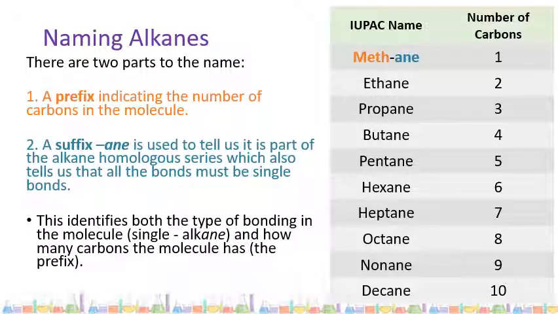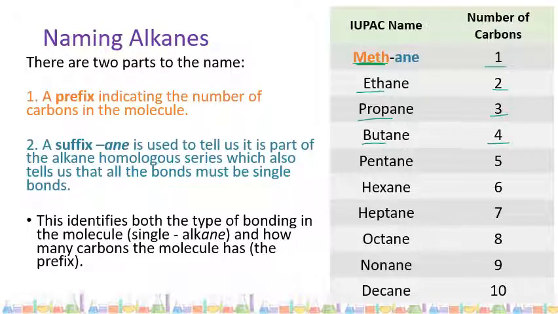So how do we name these alkanes? There are 2 parts to the name. There's a prefix which indicates the number of carbons in the molecule. So let's just look at that first. Meth is highlighted over here. That is 1 carbon. Eth is 2, prop is 3, but is 4. That prefix tells you how many carbons are in the molecule.